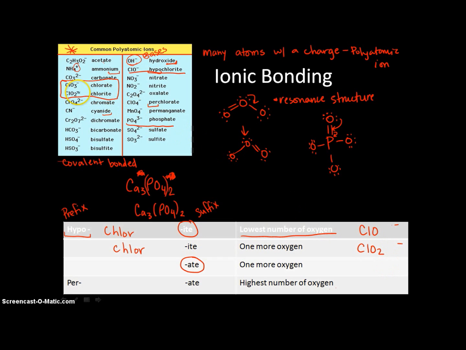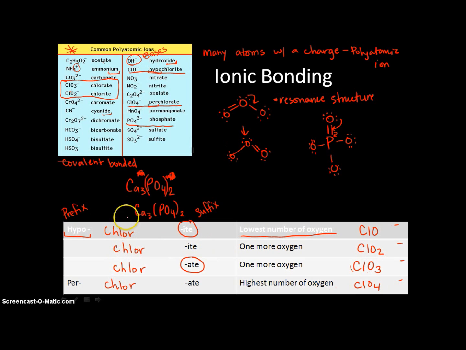So chlorite, sure enough, has 2 oxygens, and as you might guess, 1 more oxygen is added to the ATE. So chlorate has 3 oxygens. So chlorate has a formula of ClO3. This is chlorine bonded with 3 oxygens, still with a negative charge. And then per in the front, perchlorate, which is right here, has 4. So perchlorate is ClO4, still with that negative charge. And this works with any of them.